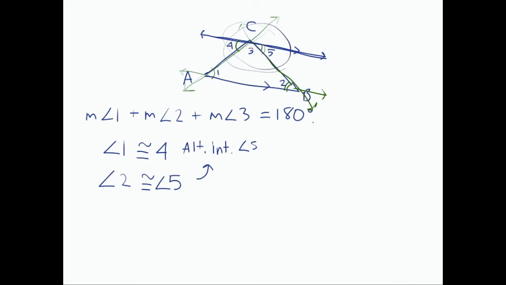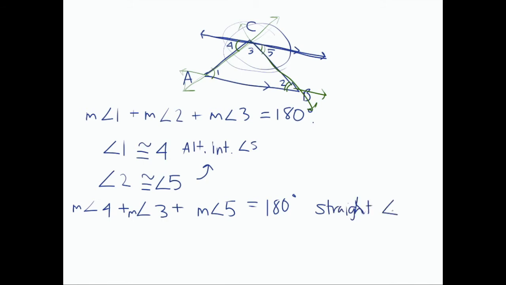Last thing, let's take a look up here at this little collection of angles. Angle 4 plus angle 3 plus angle 5 are all part of a straight angle. They all create a straight angle. And if you remember, a straight angle is 180 degrees. So I'm going to say the measure of angle 4 plus the measure of angle 3 plus the measure of angle 5 equals 180 degrees because they are a straight angle.